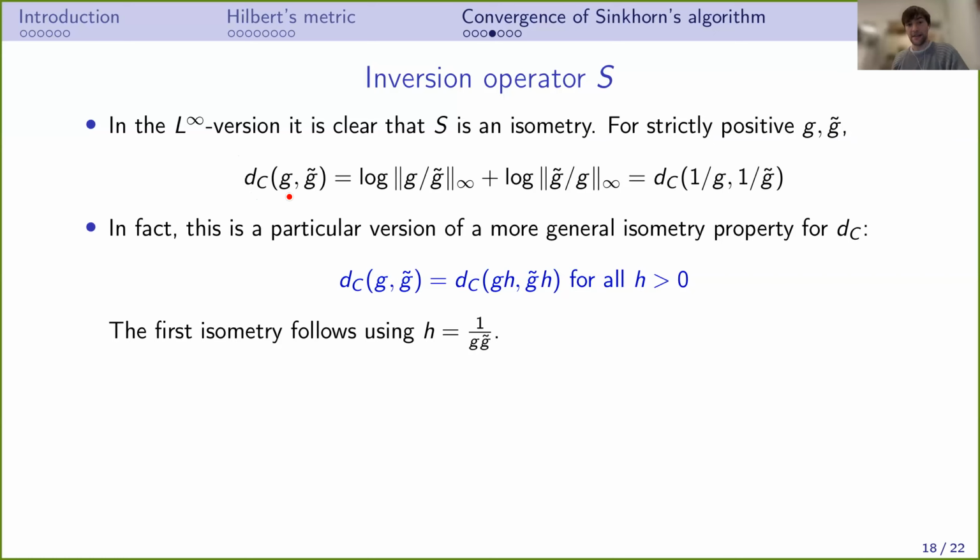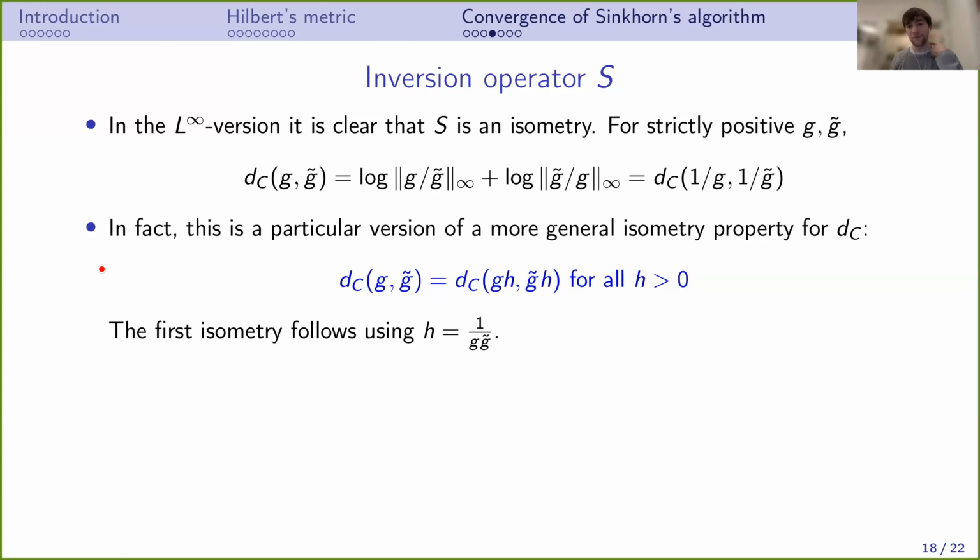So this Hilbert metric between G and G tilde is defined as shown here. And it is clear that this fraction G divided by G tilde is just the same as 1 over G tilde divided by 1 over G. With this simple computation, one immediately sees that this is the same as the metric of 1 over G and 1 over G tilde. So in this sense, this inversion operator is really an isometry with respect to this L infinity version of Hilbert's metric.